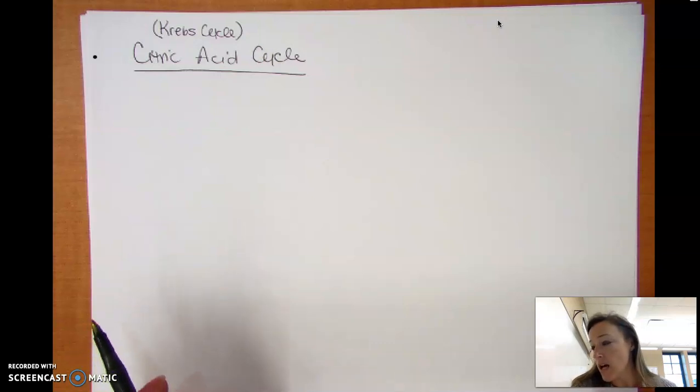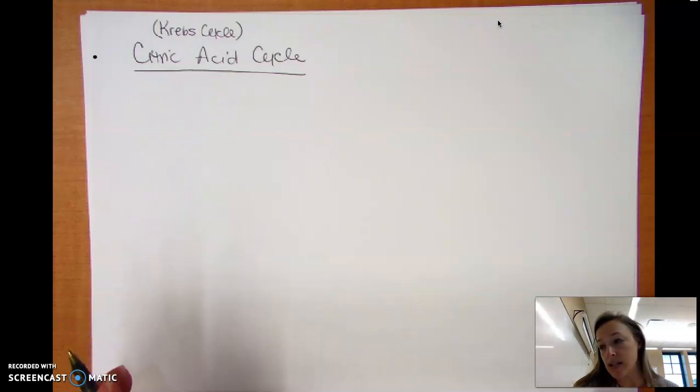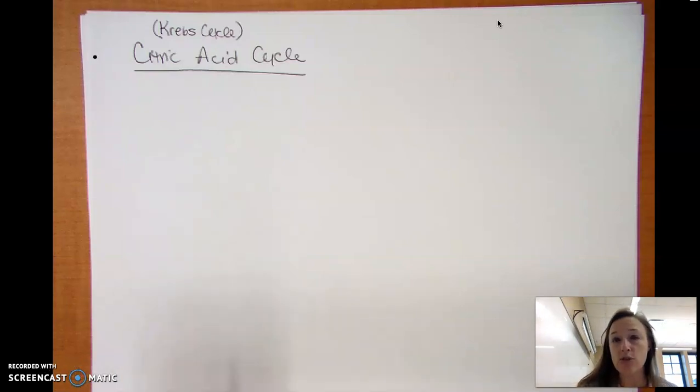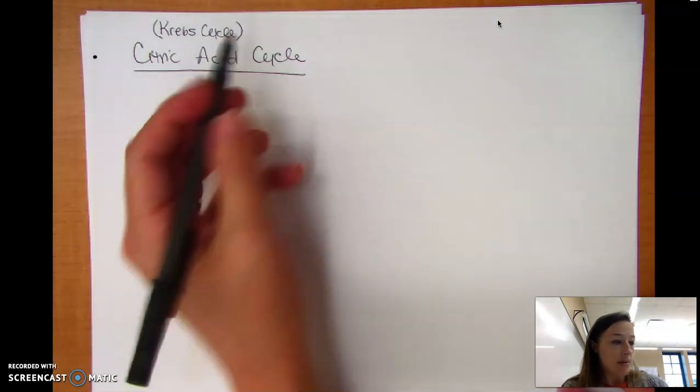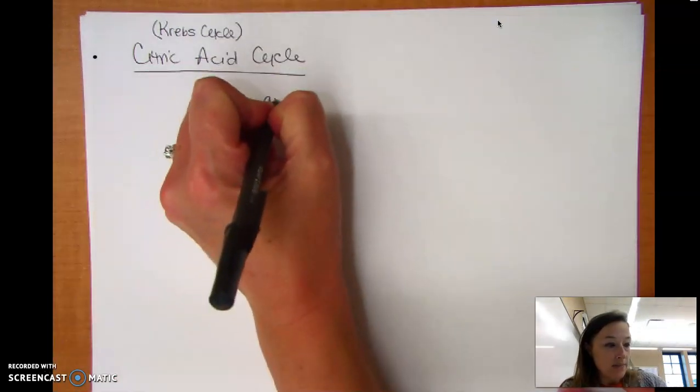Anyway, the citric acid cycle, your three I can statements are: I can describe the process of the citric acid cycle, I can list the reactants of the citric acid cycle, and I can list the products. So reactants, products, and process. So if you'll remember, pyruvate oxidation, we finished up with 2 acetyl-CoA. Okay, so that's where we're picking up. This is just like a story that keeps going.